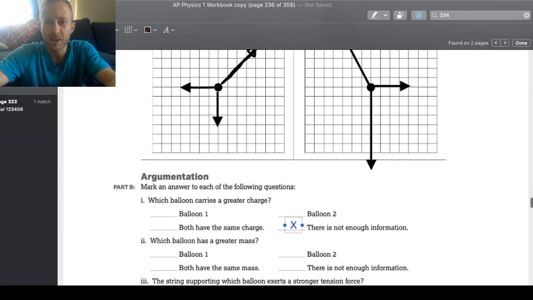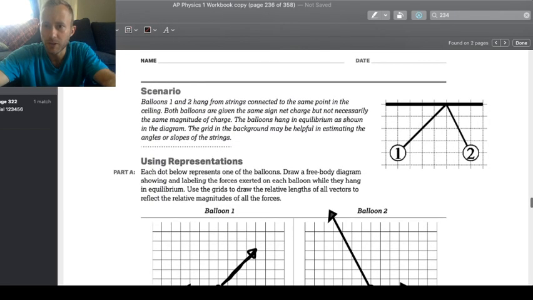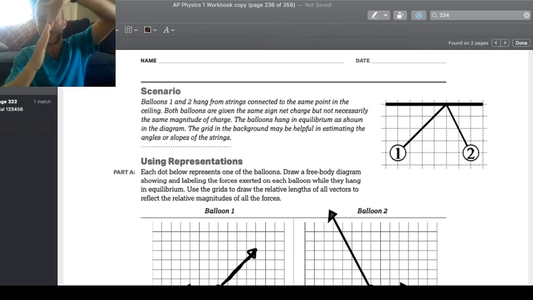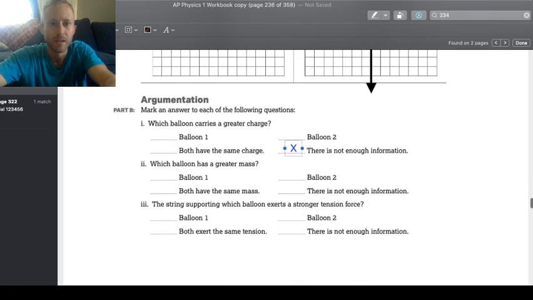Which one has greater mass? I would say balloon 2 has greater mass. Why is that? It's because basically the rope is more vertical for balloon 2, which means it's heavier. The heavier it is, the more it's going to want to just go straight down. Okay? So balloon 2 is heavier.